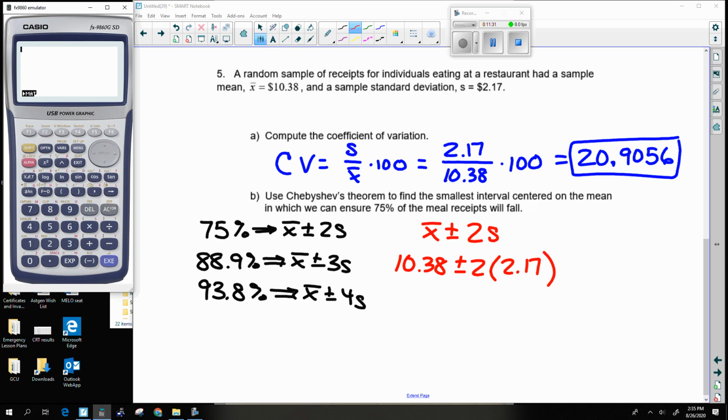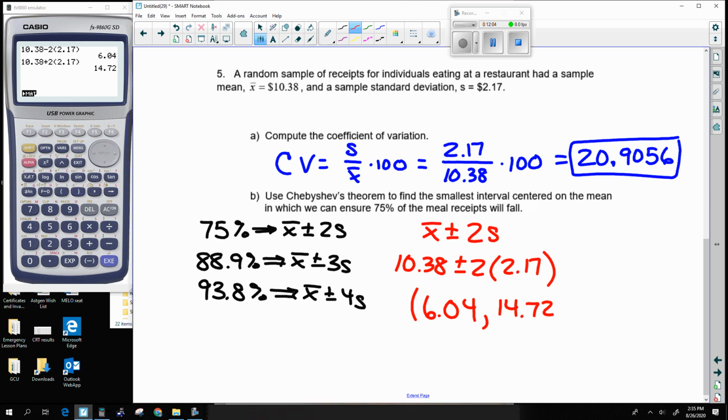So let's go with the minus. So 1038 minus 2 standard deviations. Okay, one time. There you go. Got the decimal that time. Minus 2 standard deviations. And then the average plus 2 standard deviations. There it is.